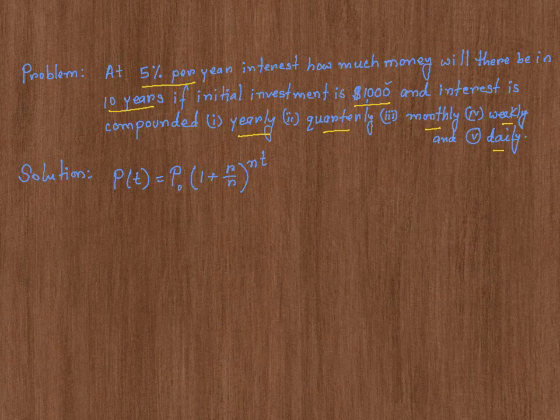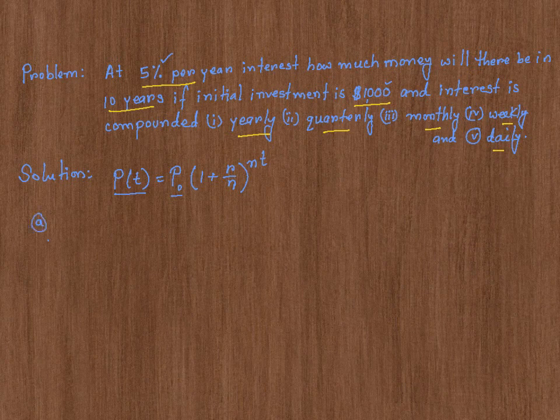Once again, let me go over this formula a little bit. P of T is equal to P sub 0, meaning the initial investment at time T equals 0, times 1 plus R over N. R is the interest rate given in a year, in our case 5%, and N is the number of times you collect interest in that 1 year period, and T is the time in years. Now let me go ahead and solve all of these problems. Once you know how to use this formula, these problems become really easy.